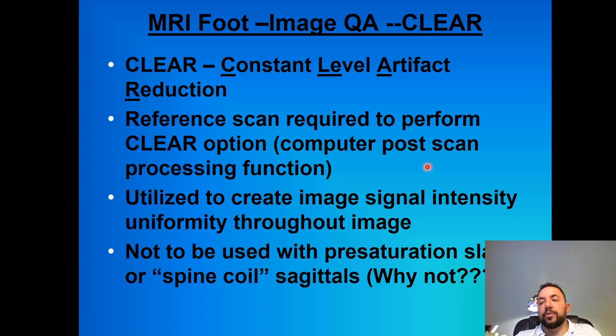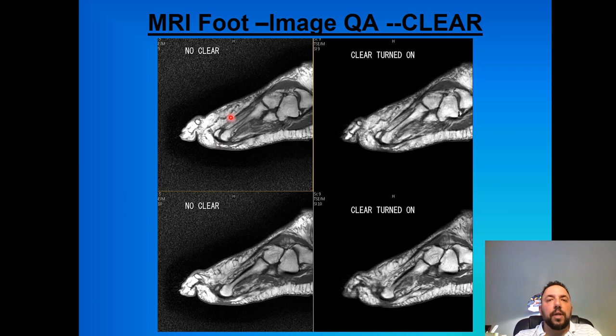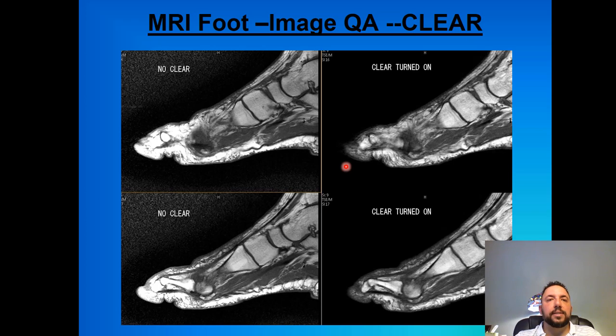Let's take a look at clinically what it looks like. If we don't have CLEAR on, especially in a foot, right? You have really bright signal in the toes, kind of darker back at the metatarsals, and then you have all this noise and snow in the background. You turn CLEAR on, the background is dark, nice and dark, and you have an image uniformity throughout your image. And that's all it is. Go to the next image.